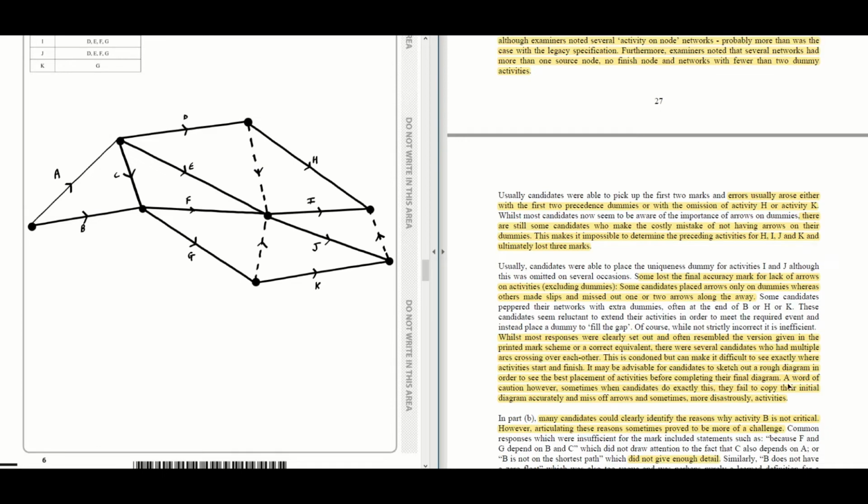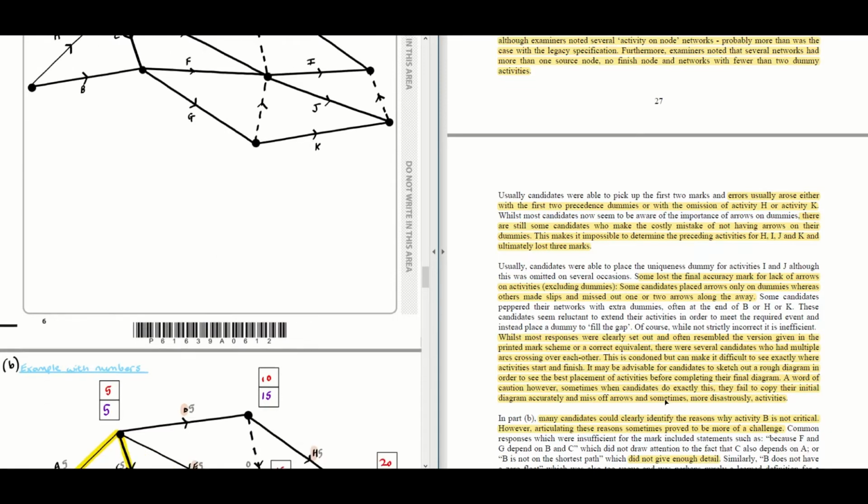You're given quite a useful piece of advice here: sketch out a rough activity network and then draw it clearly. But the only problem in doing that is you can sometimes fall into the error of not copying your diagram correctly. And that's what's said over here.